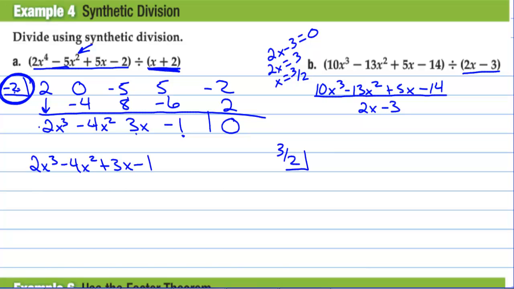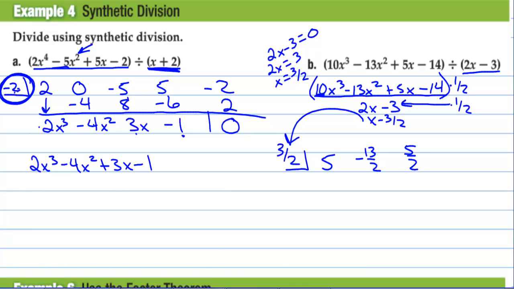But in order to get this to be 3 halves, we have to multiply the top and the bottom by 1/2. If you distribute a 1/2 through here, you get that x minus 3 halves. So then 3 halves goes in the box there. But you have to do the same thing to the top. You have to multiply the top by 1/2. So you get 10 divided by 2 is 5. 13 divided by 2 is -13 halves. 5 divided by 2 is 5 halves. And then -14 divided by 2 is going to be -7 here on the end.